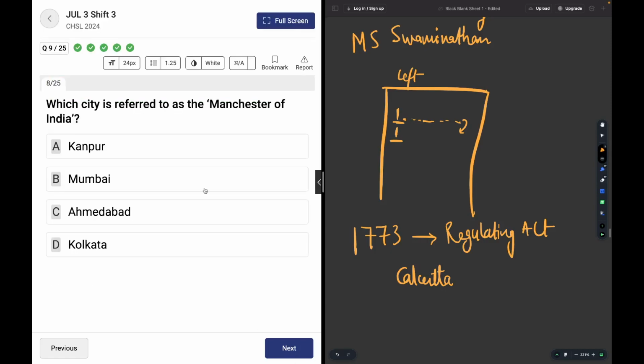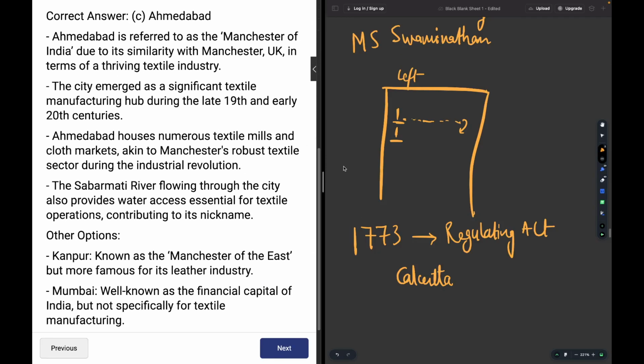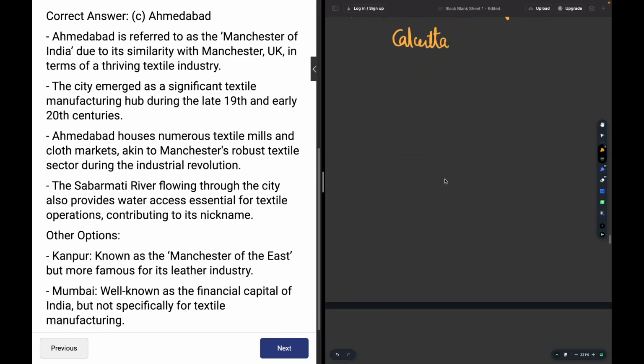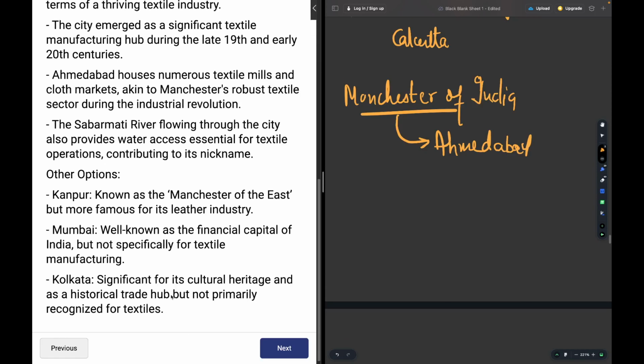Moving on. Which city is referred to as the Manchester of India? The Manchester of India is Ahmedabad. It is said so because of the thriving textile industry. Manchester of India is Ahmedabad. Okay, moving on.